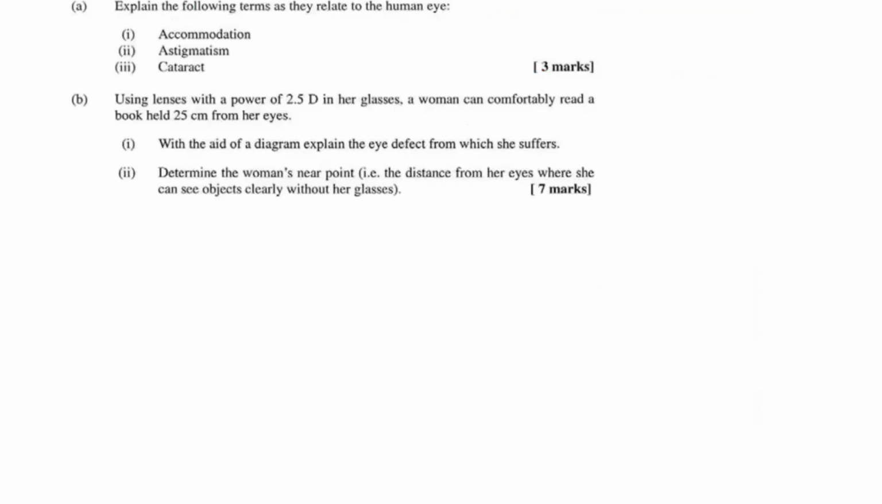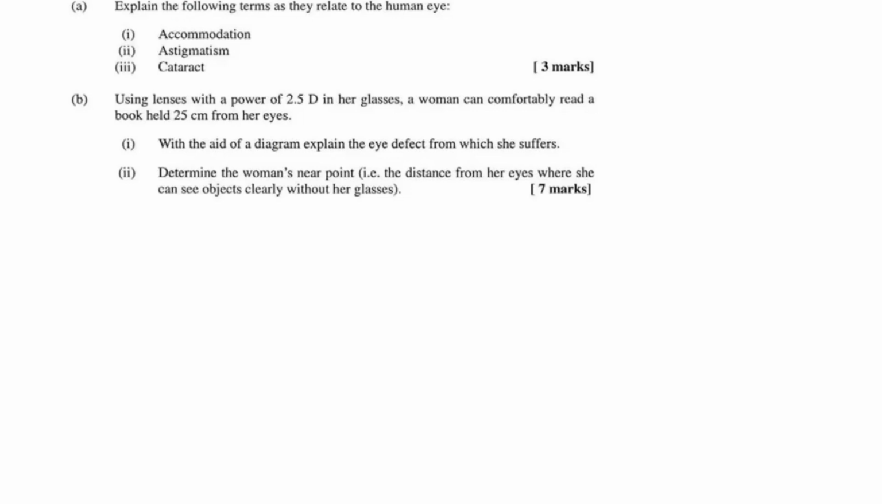So these are obviously past paper questions that ask us what accommodation, astigmatism, and cataract are. It will be good if you can remember these things. If anyone wants to give it a try, I would appreciate your effort. So can we answer? Yes, yes, yes.